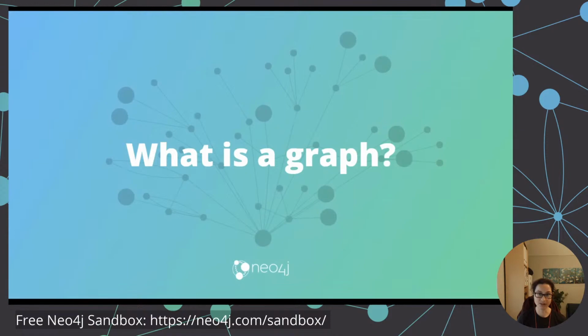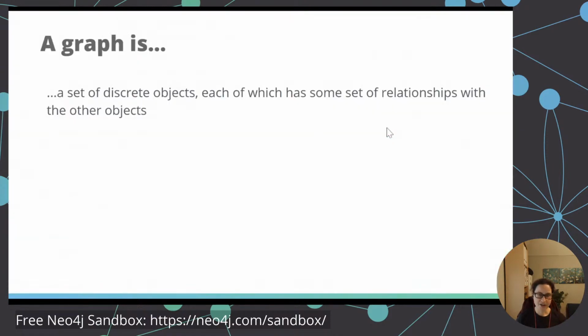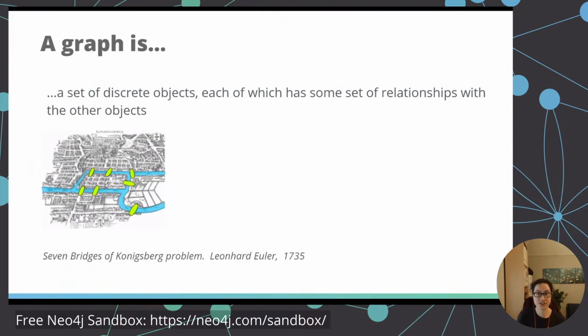Okay, so what is a graph? A graph is a set of discrete objects, each of which have some relationship with each other. Commonly when people think of graphs, they may think of something you get in Excel, those pretty diagrams. Those are charts. Strictly, graph theory is a branch of mathematics, and it's all about discrete objects and how they relate to each other. And this comes originally from the 7 bridges of Königsberg.